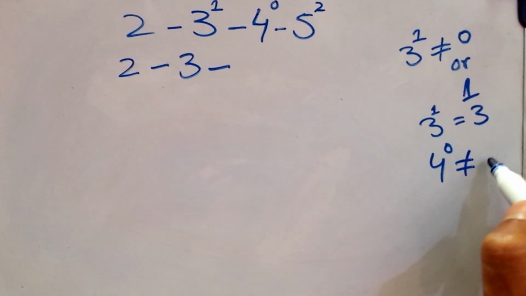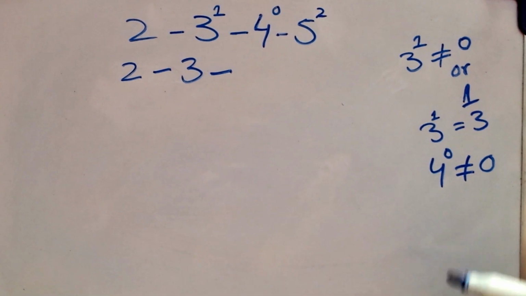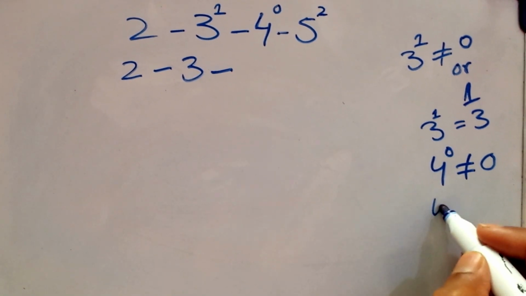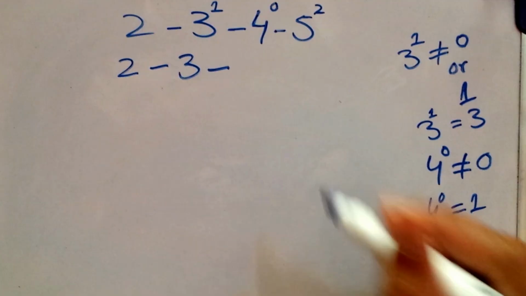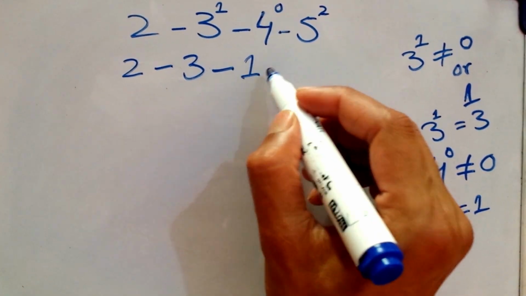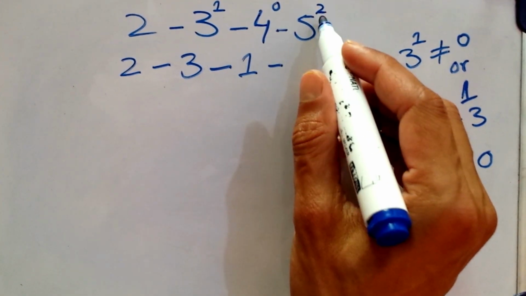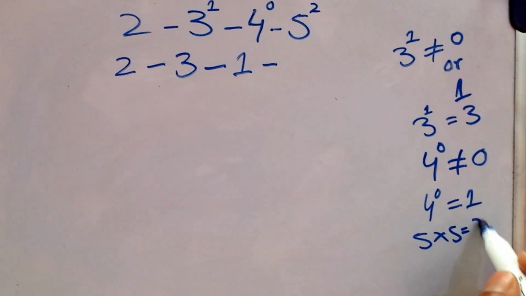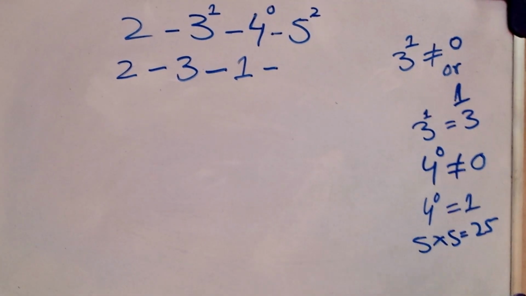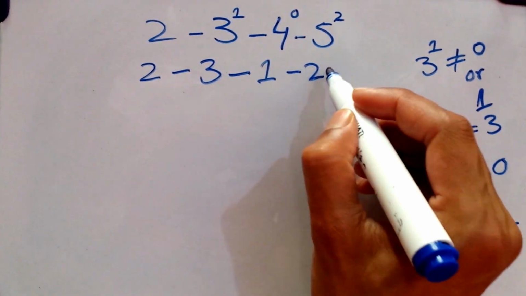is not equal to 0. 4 to the power of 0 is equal to 1, right? So here is 1, and minus 5 squared means 5 times 5 equals 25. So here is 25.